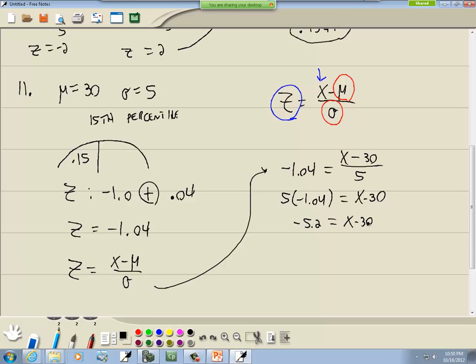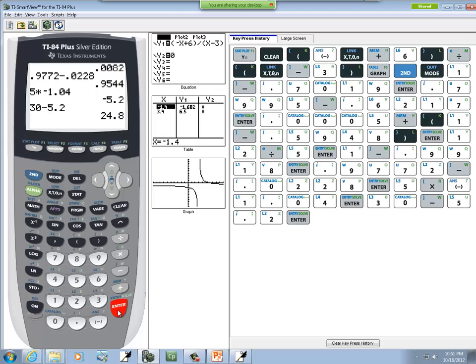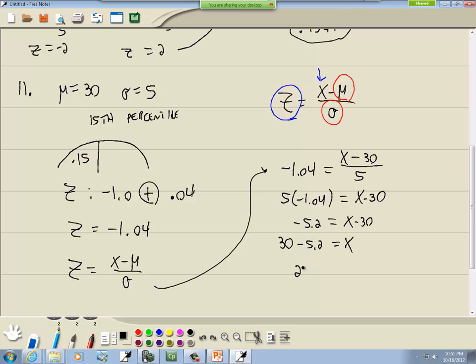Equals x minus 30. Take negative 30 over to the left side. We got positive 30 minus 5.2 equals x. And then 30 minus 5.2, enter. And we get 24.8. And that would be our answer. That's the 15th percentile. Let me save this.